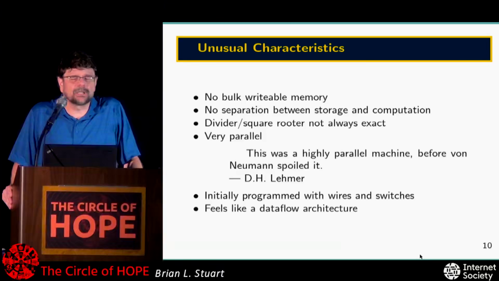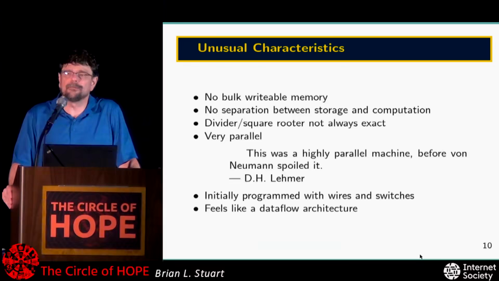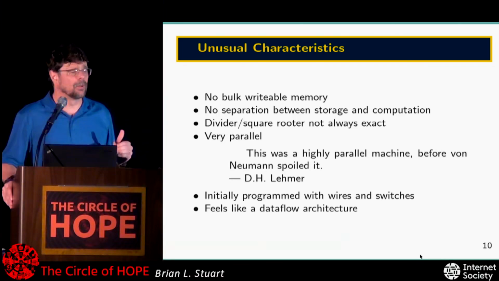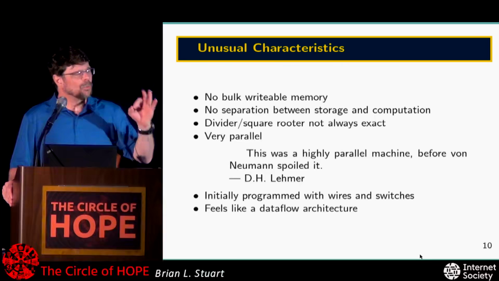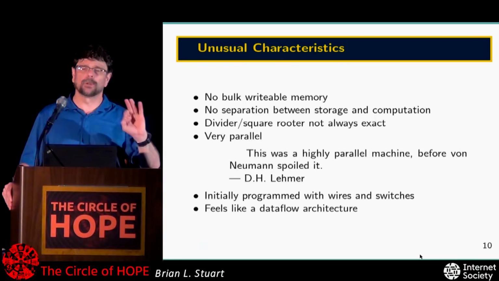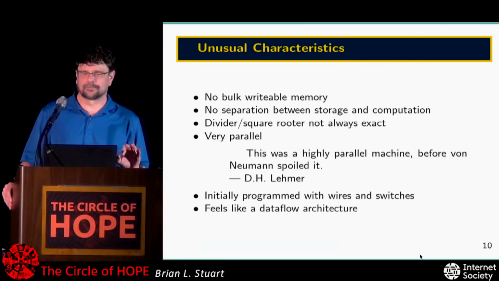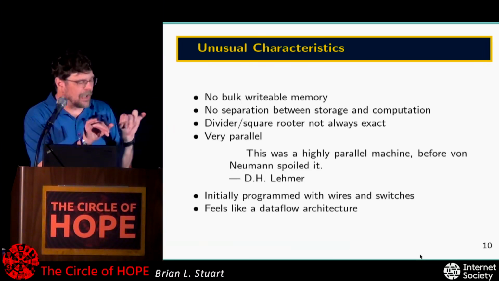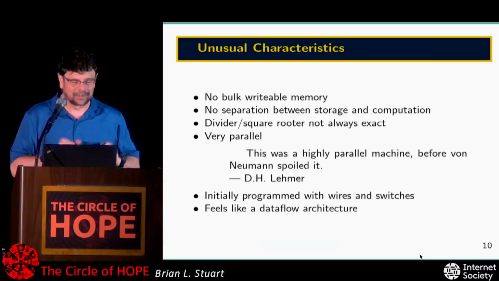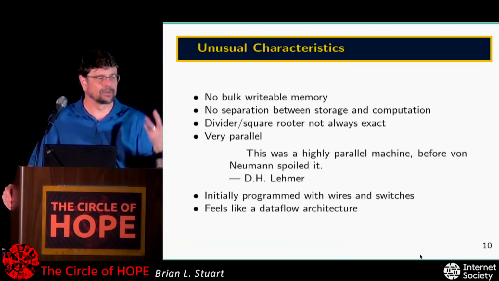Now, it's not a machine like most of us are used to. For one thing, there's no bulk writable memory. The only available storage you had that was modifiable were the accumulators, and there were 20 of those. So put yourself into a mindset where when you're writing your code, you've got 20 variables to work with. That's it. Well, okay. If you really want only 5 digits each, you could pack 2 of them into an accumulator.